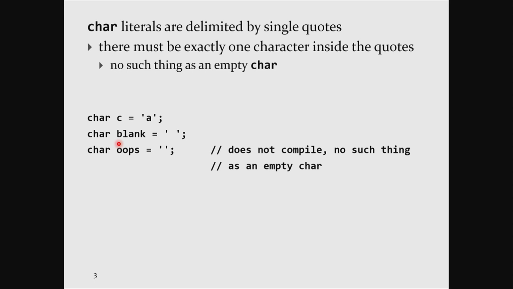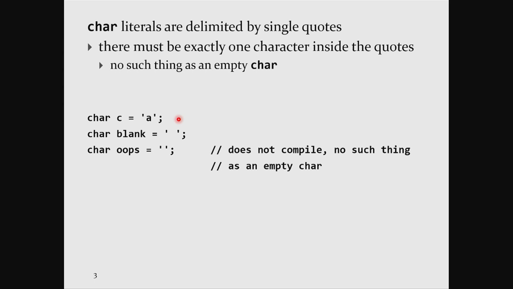Now char, because it's primitive, also has what are called literals, right? So there are characters that you can write down, and the way you indicate that you want to write a char literal is you use the single quotes. Again, that's different than Python, because in Python, if you use single quotes, you get a string. In Java, you get a char. And there are a few more restrictions. If you use single quotes to indicate a char, there has to be exactly one character inside the quotes. So I can write char c equals single quote A, and that's the character A, right?